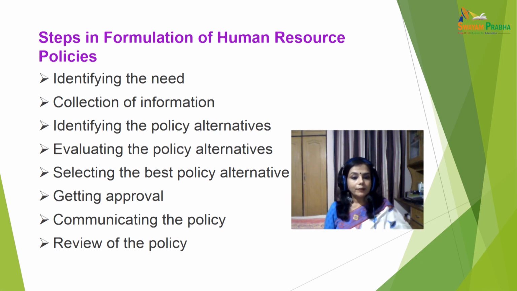Then selecting the best policy alternative. A policy alternative which is feasible, which will be acceptable to everybody, which will meet the criteria of say budget, time frame, implementability, we will select the best policy alternative. Now after that you have to get the approval of the top management. Also sometimes you have to get the approval of the trade union also, because these policies are going to affect the employees and they may resist the policy. But getting approval of top management is very important, then only a policy will be implemented in the organization.